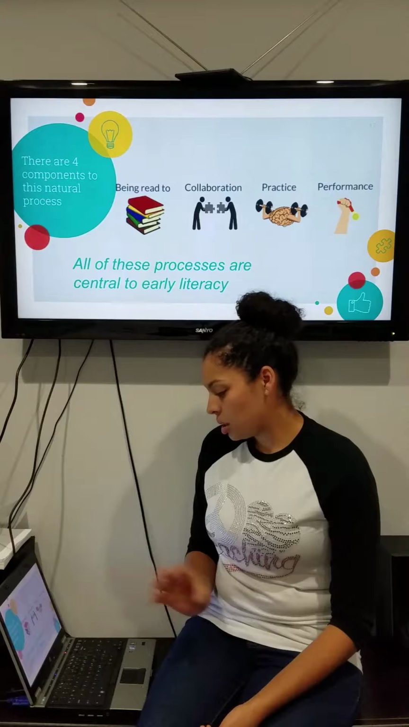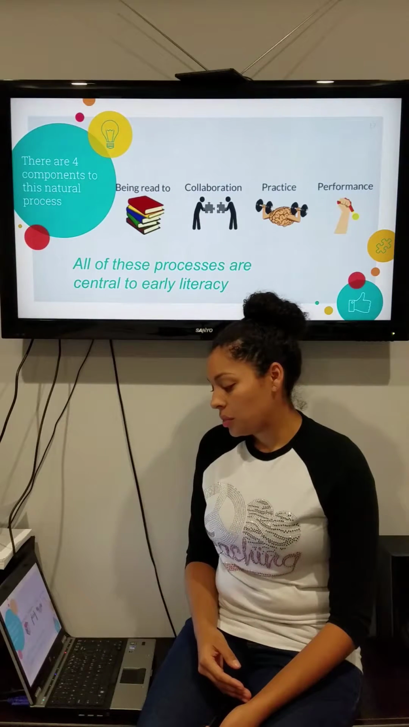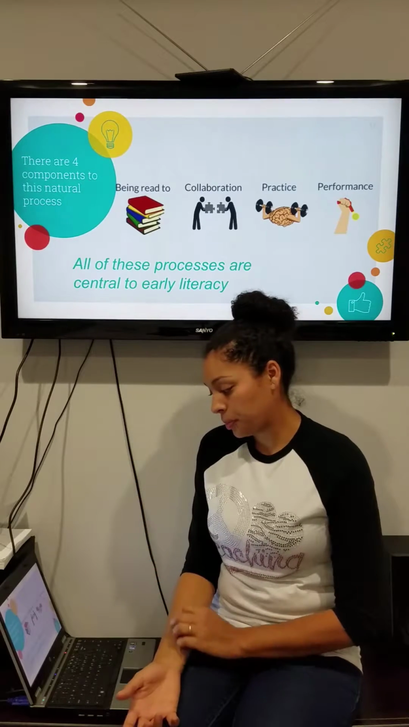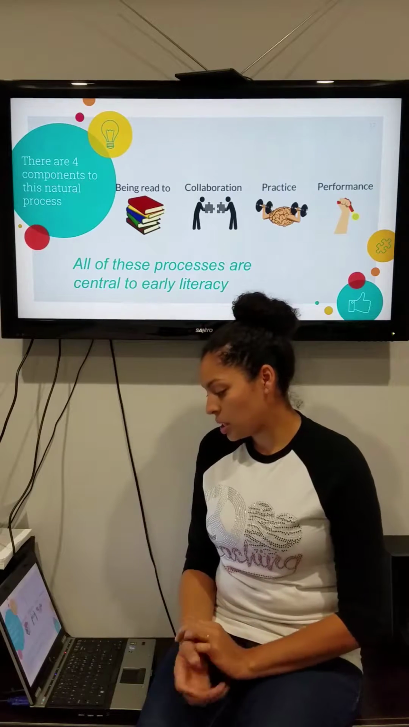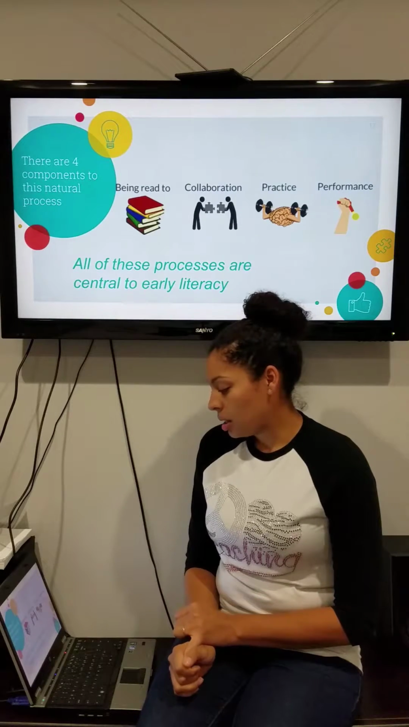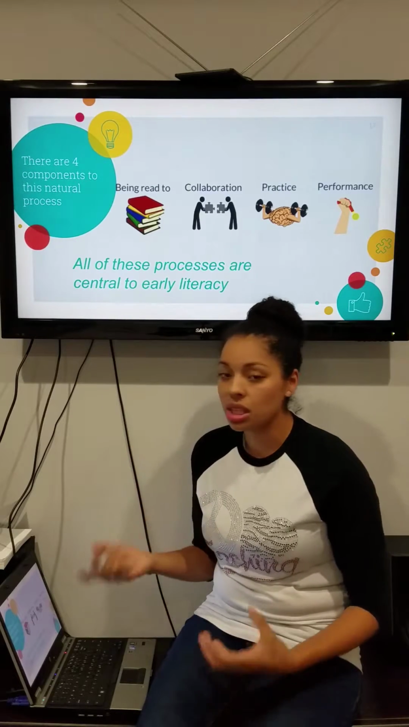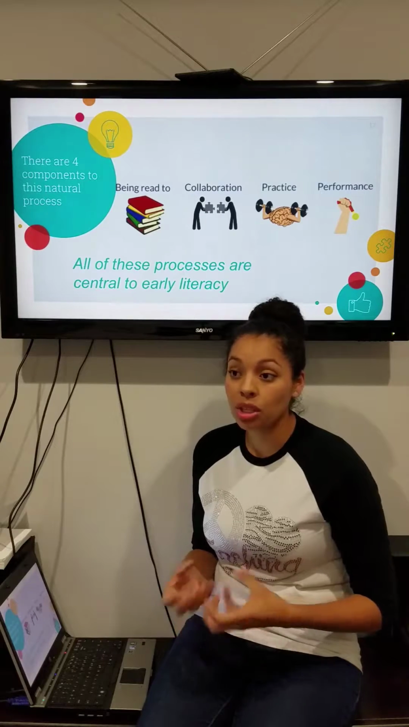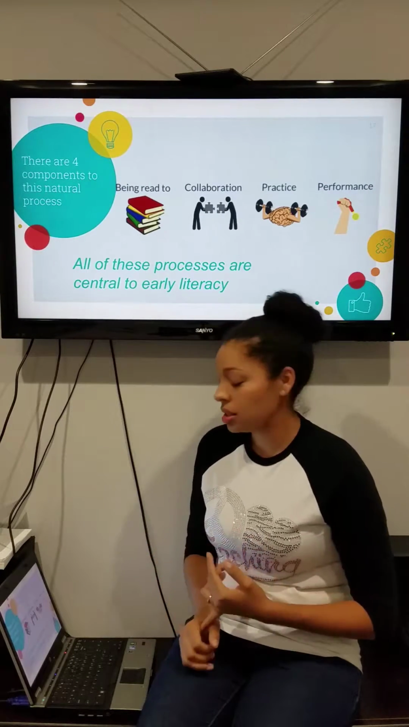So for this process, there are 4 natural components in order for them to reach the ability to have full literacy. So the first is being read to. The second is collaboration, and this means just working with a teacher or with a parent, older siblings, working with each other with literacy. And the third one is practice.